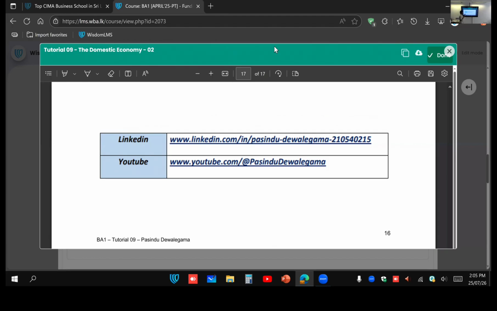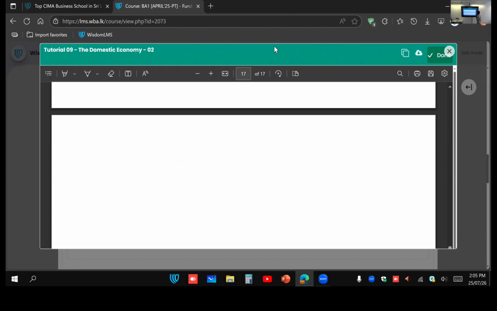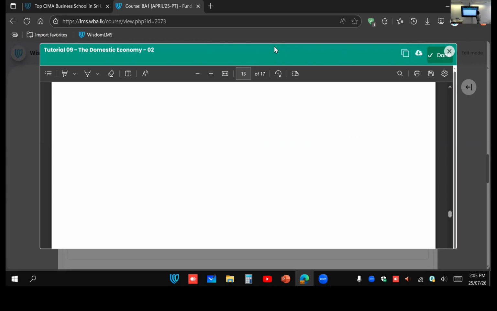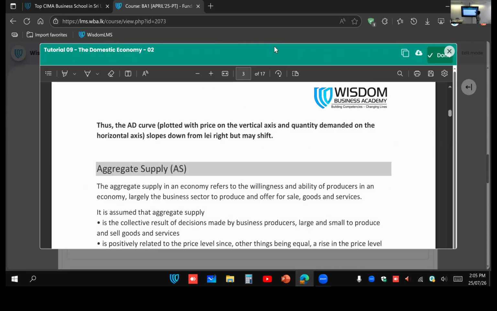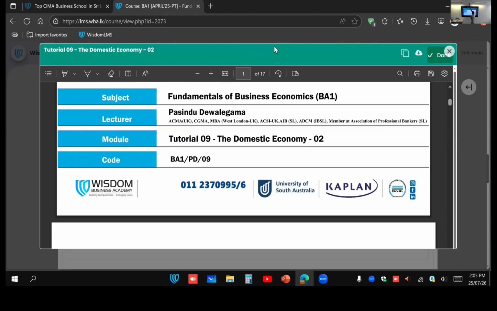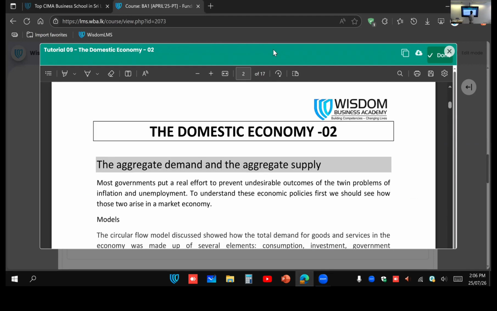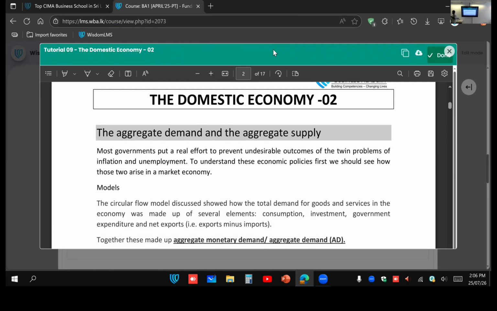Okay, domestic economy, part 2. This is the second part. We have another small part left in the domestic economy, about the interest rate. And then the international economy, and we're done with this difficult area.